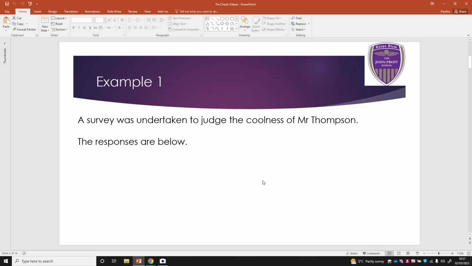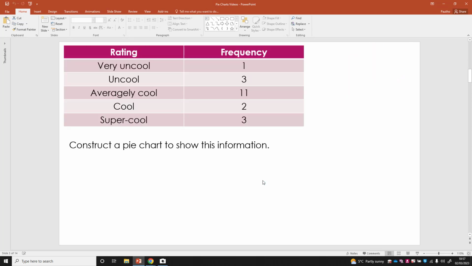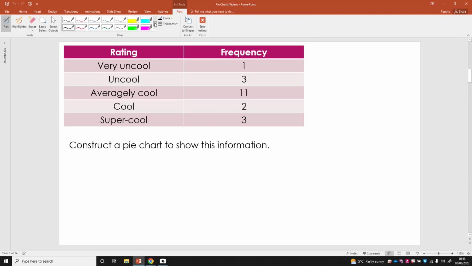A survey was undertaken to judge the coolness of Mr. Thompson. Oh dear, responses are below. This table shows the results of the survey. Remember what this is saying? It's saying that, for example, one person said I was very uncool. They're probably right. 3 people said I was uncool. 11 people said I was averagely cool. 2 said I was cool. And 3 people who were obviously wrong said I was super cool. And I want to make a pie chart to show this information.